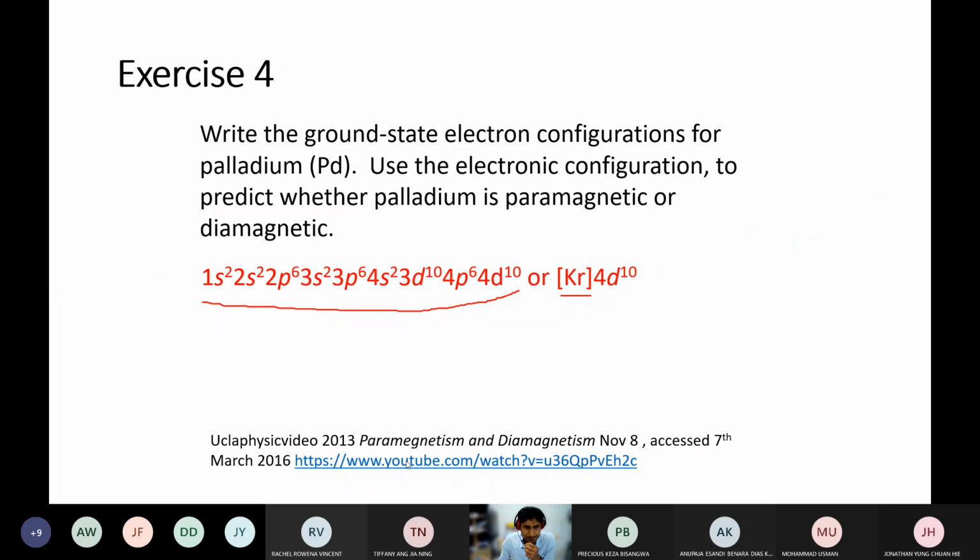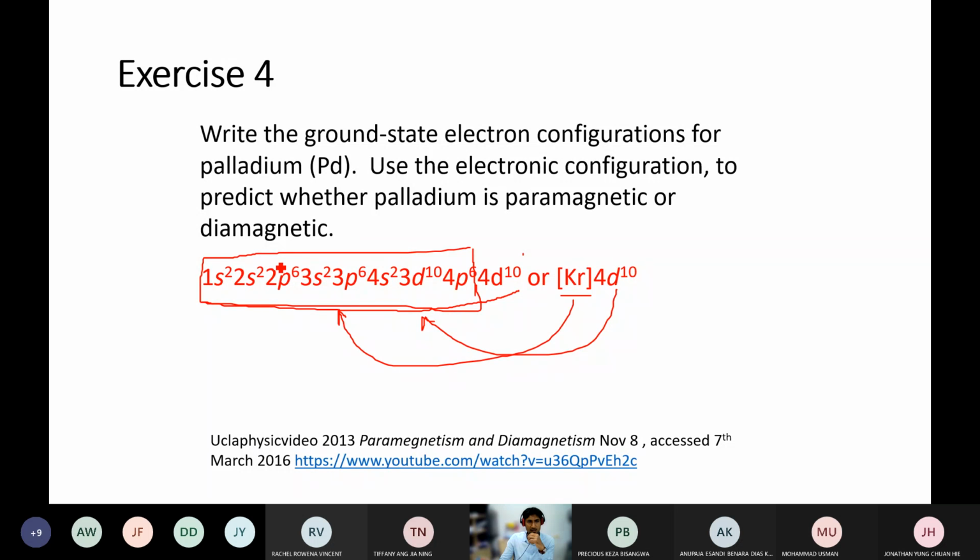For palladium, it has 46 electrons, and if we look until here, 3d10, right? Sorry, 4p6, it will be the krypton structure. Until here, it fulfilled the krypton structure. On top of that krypton structure, there are 10 excess electrons, which are in the 4d structure.